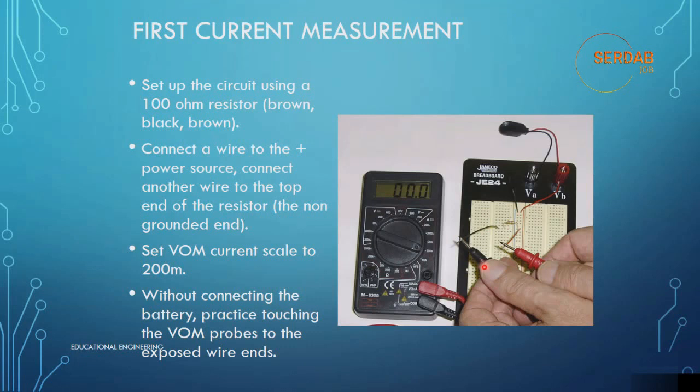We need to set the volt ohm meter current scale to 200 milliamp, as you can see here, 200 milliamp, and we need to place the red probe in the right place here in the milliamp connector, not in the 10 amp connector. Without connecting the battery, practice touching the volt ohm meter probes to the exposed wire ends. You need to take some time to understand this example before going further.